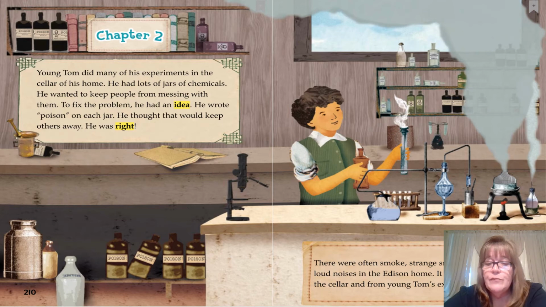There were often smoke, strange smells, and loud noises in the Edison home. It all came from the cellar and from young Tom's experiments.